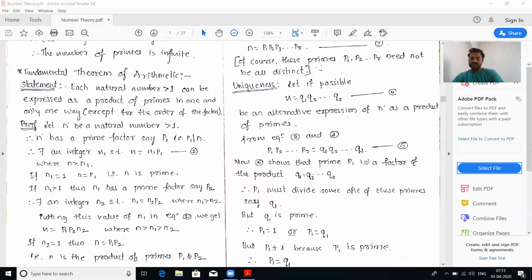So from equation 5, it shows that P1 is a factor of the product Q1, Q2, and so on up to Qs. The numbers on the left side are prime numbers, and on the right side these numbers are also prime numbers. Now the whole product is divisible by P1, so P1 is one factor of this. This means P1 divides at least one prime number, which we will take as Q1. So P1 divides Q1.